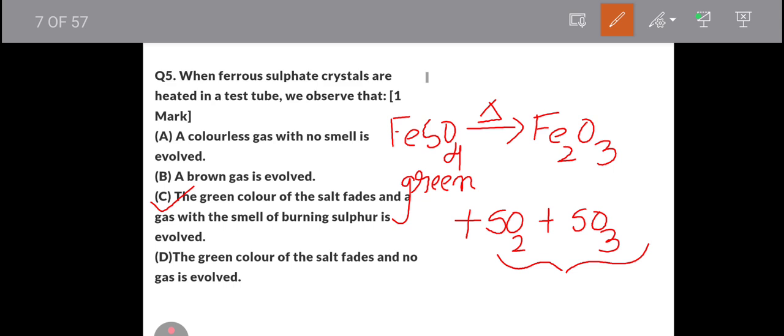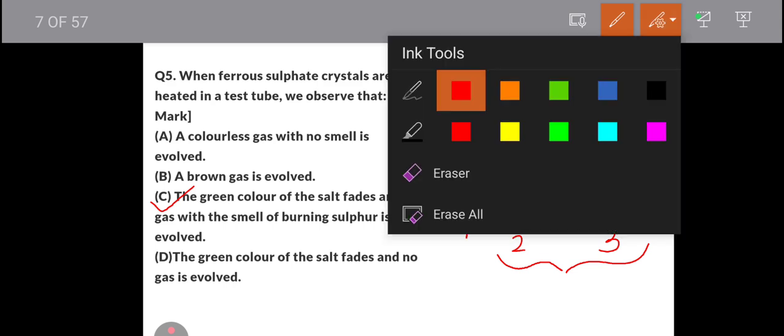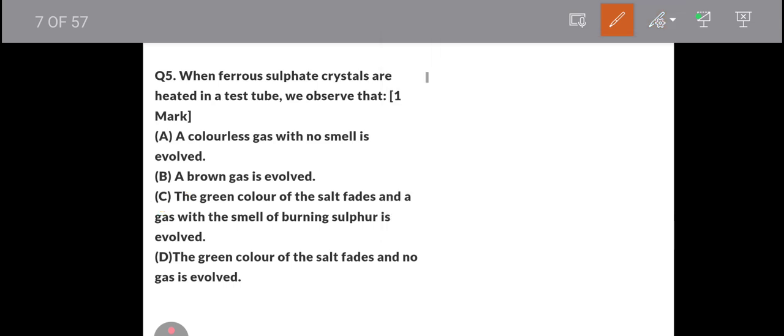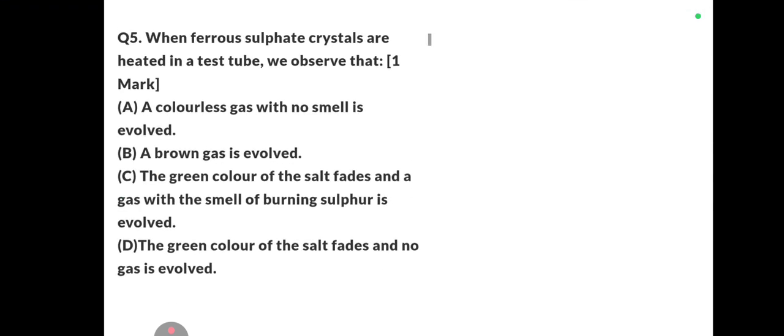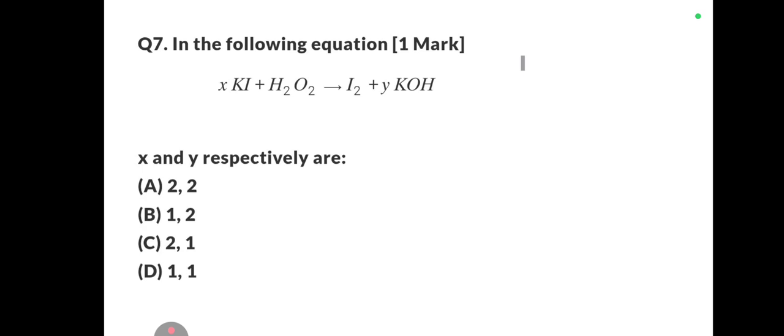So whenever ferrous sulfate crystal, which is green in color, is heated, it will change its color. Along with that, we can see a characteristic odor of burning sulfur. Why is that odor coming? It is because of the production of two gases, that is sulfur dioxide gas as well as sulfur trioxide gas. Hope this question is also clear to you. Let's move to the next question.